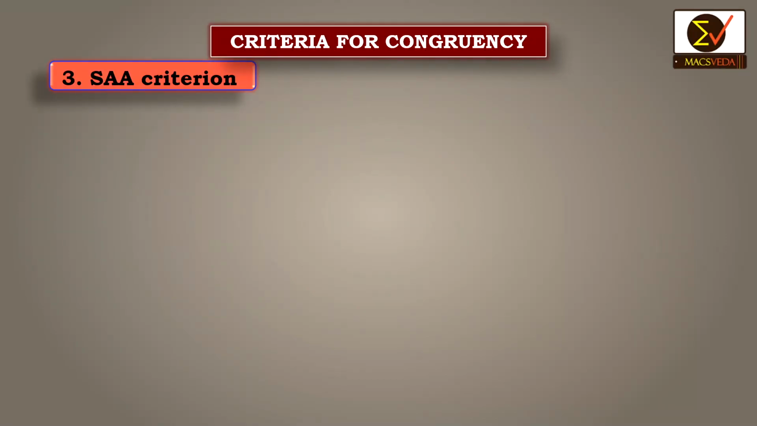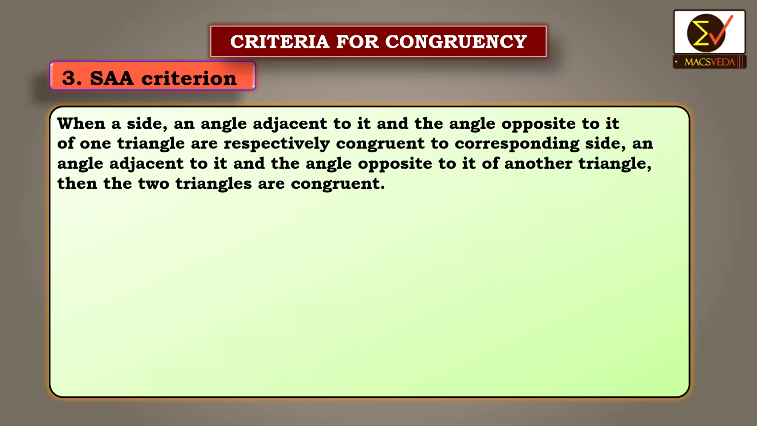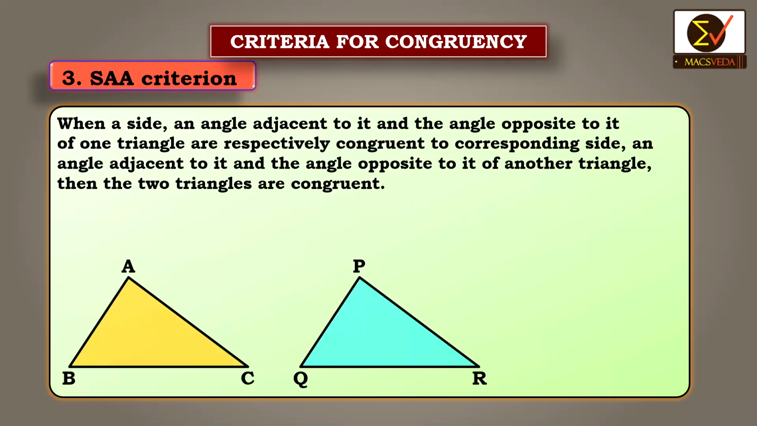SAA criterion, side angle angle criterion. When a side, an angle adjacent to it and the angle opposite to it of one triangle are respectively congruent to corresponding side, an angle adjacent to it and the angle opposite to it of other triangle, then the two triangles are congruent. So here these are the two triangles, triangle ABC and triangle PQR.